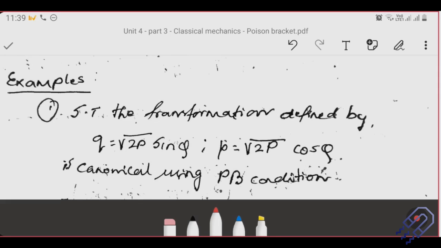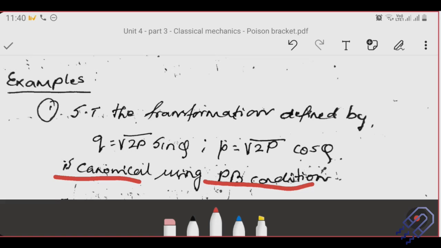So if I just write "is canonical using Poisson's bracket," you can use the method that we are showing now. But if I just say "show that the transformation is canonical," you can use any of them. You can use the exact differential method, or you can use the Poisson's bracket method. But if I ask you "is canonical using exact differential method," you have to use the previous method that we have discussed.